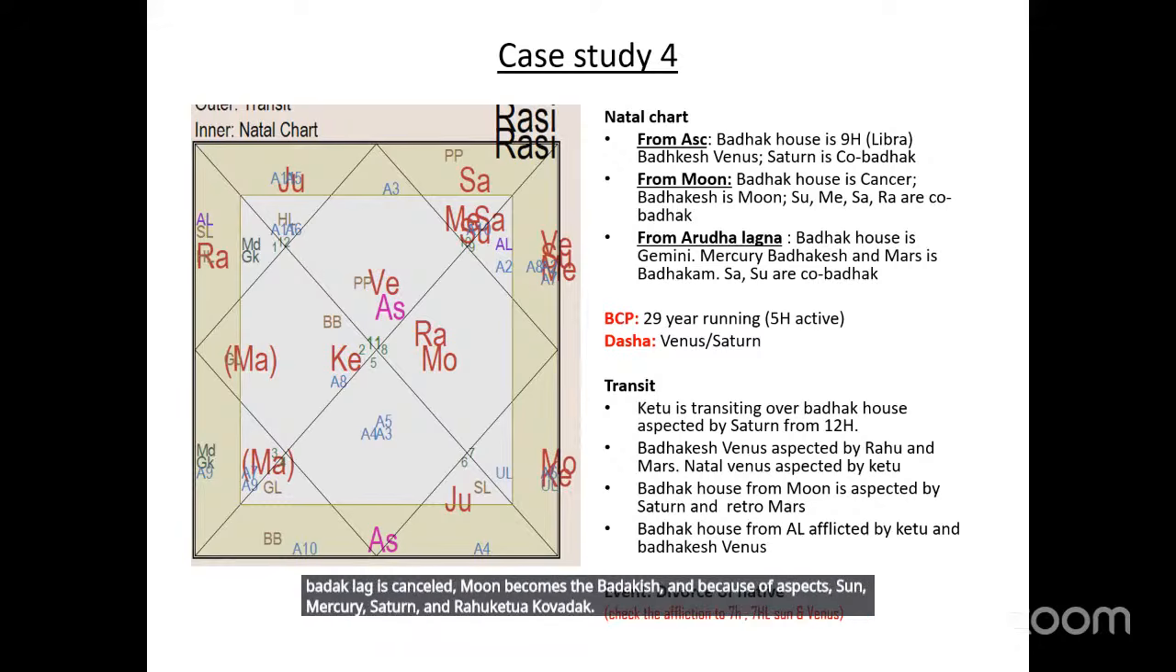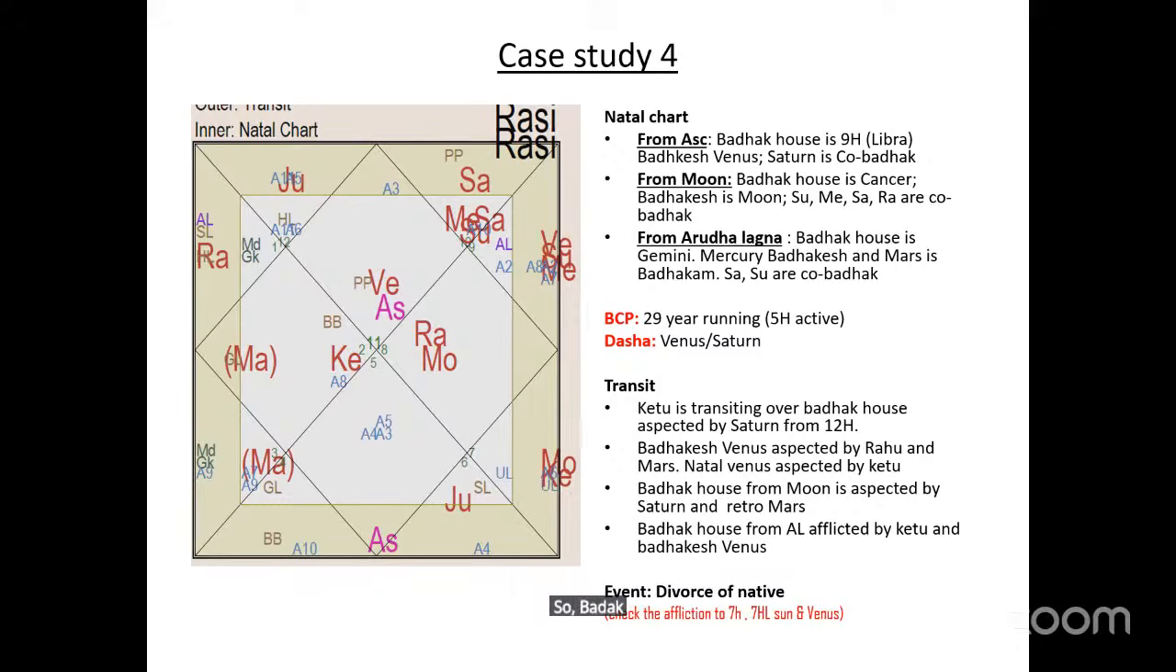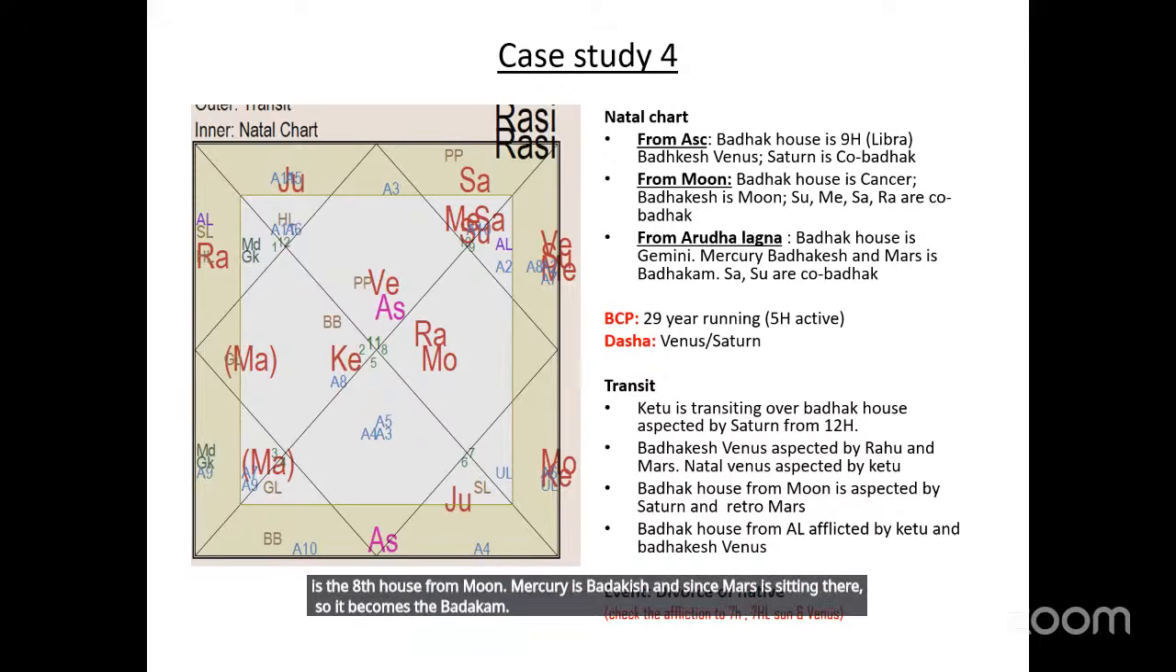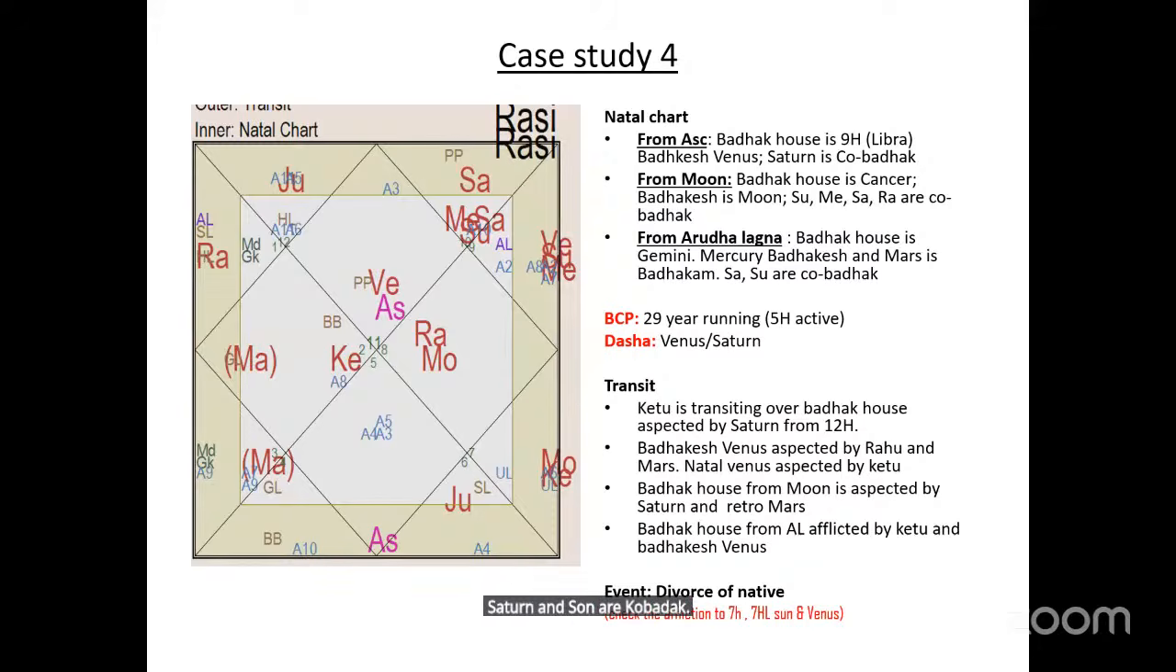Similarly, since Arudha Lagna is in Sagittarius, Badhak house is Gemini. Please note that this Gemini is the 8th house from Moon. Mercury is Badhakesh, and since Mars is sitting there, it becomes the Badhakam. Saturn and Sun are co-Badhak because they are conjoined with Mercury.